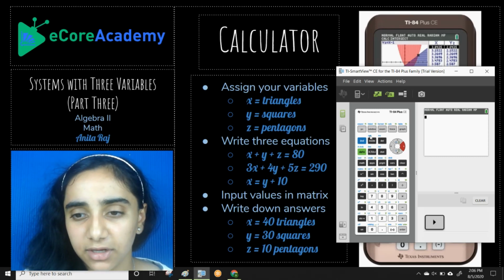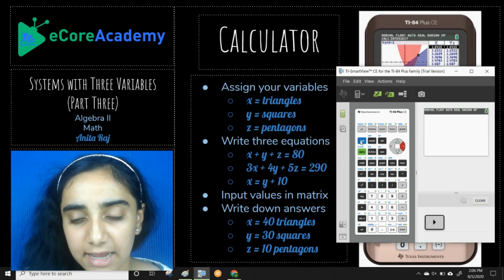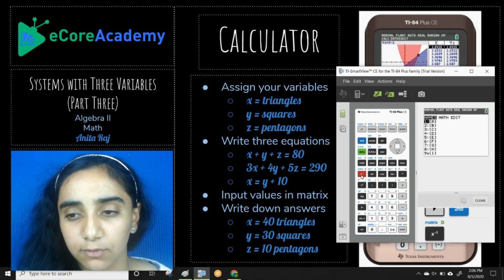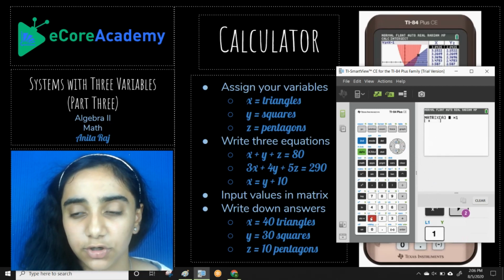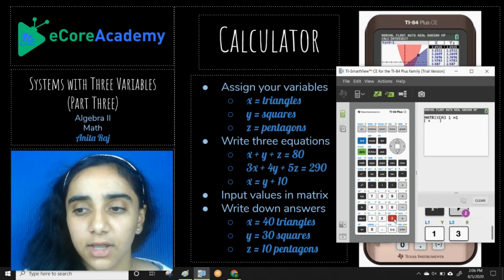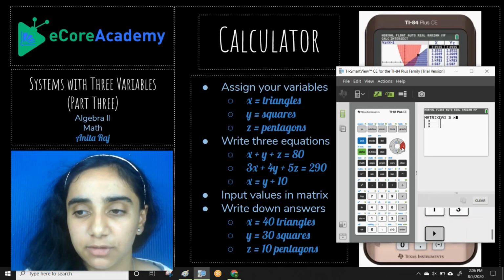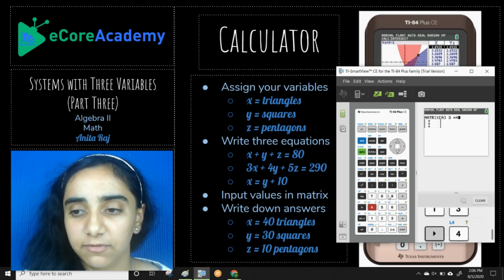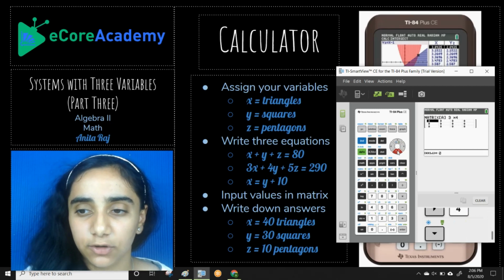So if you come over here to this calculator, I'm going to show you how to do it on this emulator. So in order to access the matrix, you want to hit second, and then you want to hit x to the negative 1, and you'll be taken to this screen. Then you want to hit the right arrow twice to go to edit, and then you want to hit 1 to go to your matrix A. This is a review from our previous video. And then you want to have the dimensions 3 by 4. You want to hit the right arrow and type 4. And if you hit the down arrow, well, your matrix is all set. You have a 3 by 4 grid.